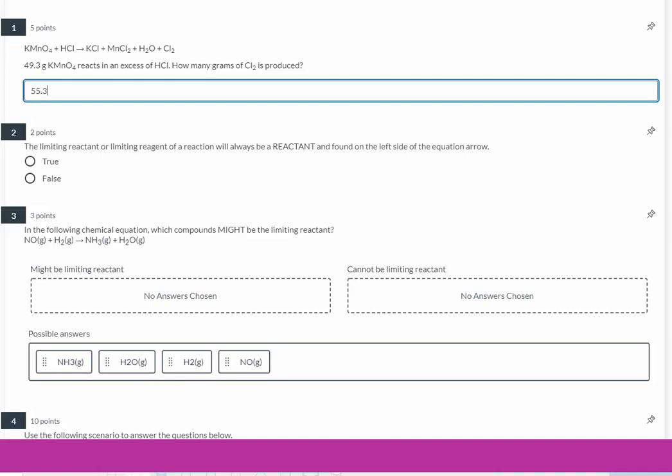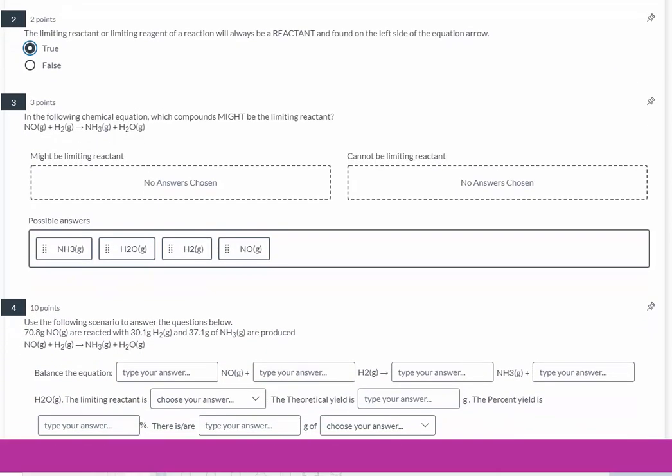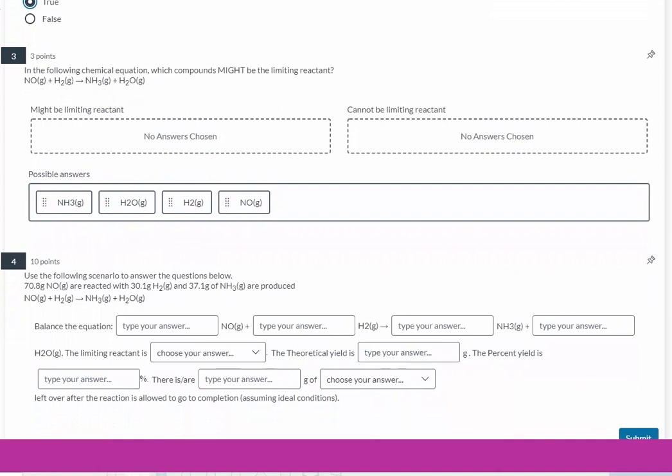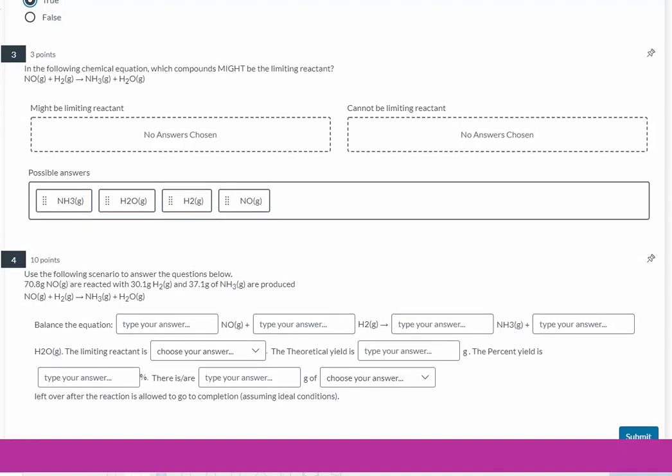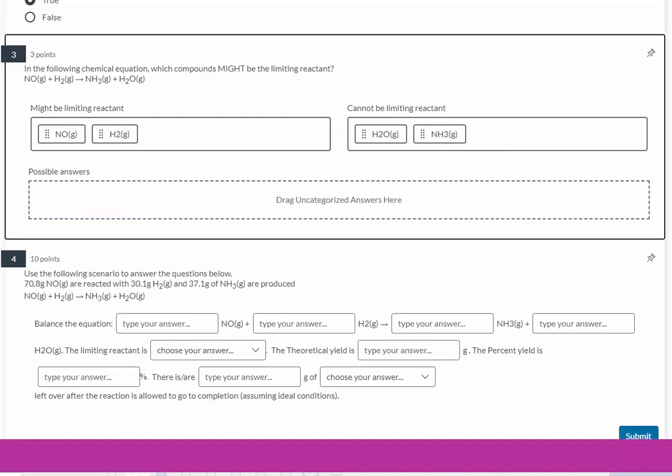Number 2, the limiting reactant or limiting reagent of a reaction will always be a reactant and found on the left side of the equation arrow. That is true. Your limiting reagent will always be a reactant. So number 3, in this chemical equation, which compounds may be the limiting reagent or the limiting reactant? Well, it's not going to be water because water is on the product side. So I'm going to pick that up, drag that over to cannot be. NO is a reactant, so it can be, so is hydrogen, and then ammonia cannot be.